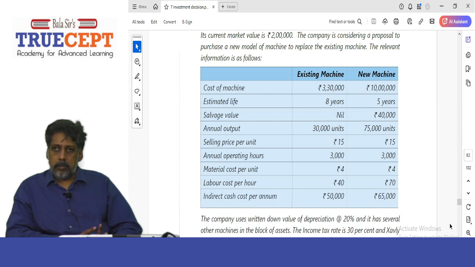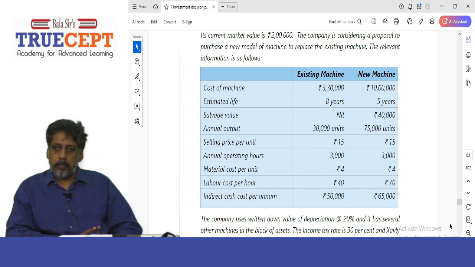Cost of the existing machine 3,30,000, new machine 10 lakh. Estimated life 8 years and 5 years. Salvage value is nil for the existing machine and for the new machine 40,000 rupees. Annual output 30,000 units and 75,000 units. Selling price per unit is 15 in both the cases. Annual operating hours also is 3,000 hours in both the cases.